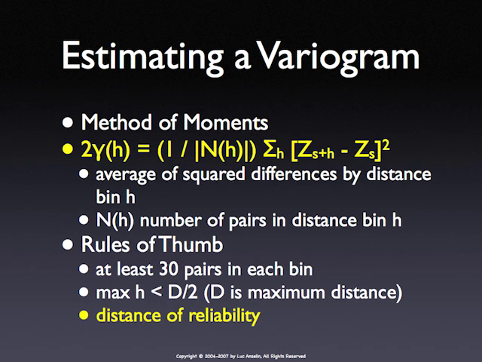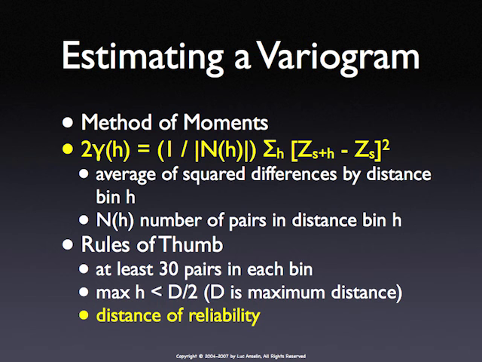Some other approaches that we've seen, for example, in the GSTAT package, the effective distance, as it's called, or distance of reliability, is based on the diagonal of the bounding box of the data. So not actually the largest maximum distance, but you compute the bounding box of the data and take the diagonal, and I believe it's 1/3 of that or something like that. So these are ad hoc decisions. There's nothing sacred about this. This is just a rule of thumb.